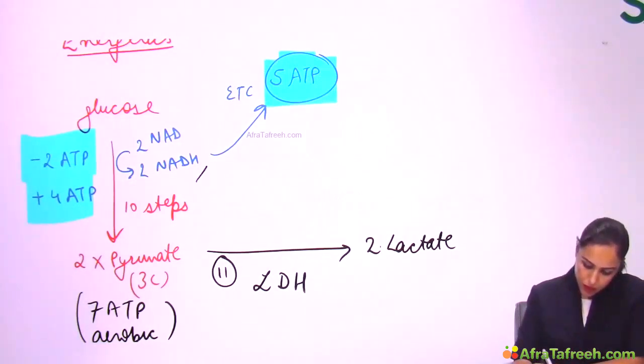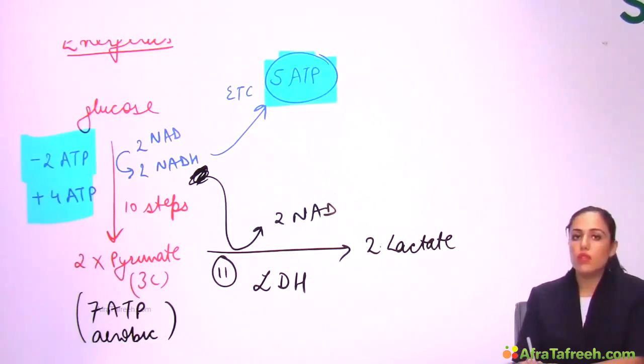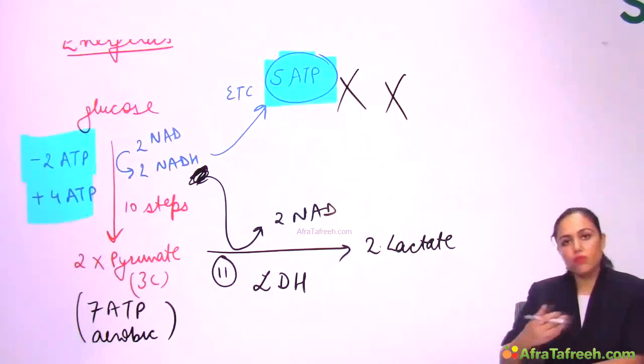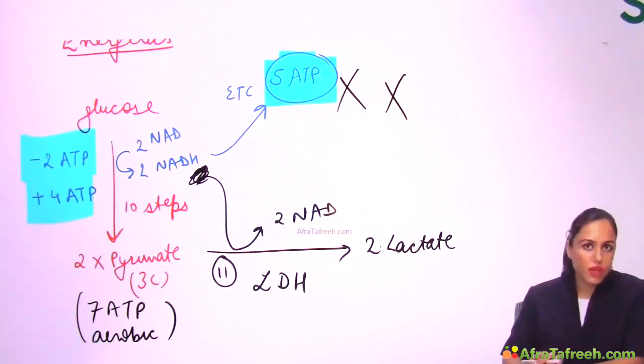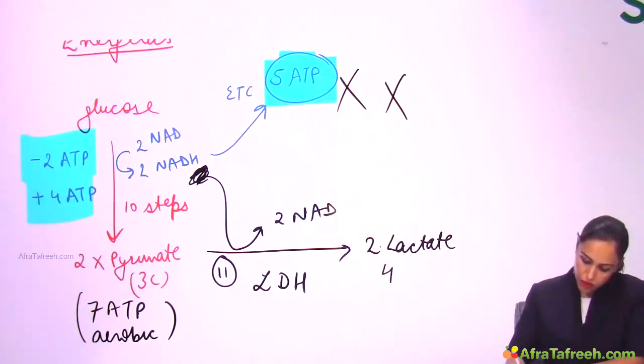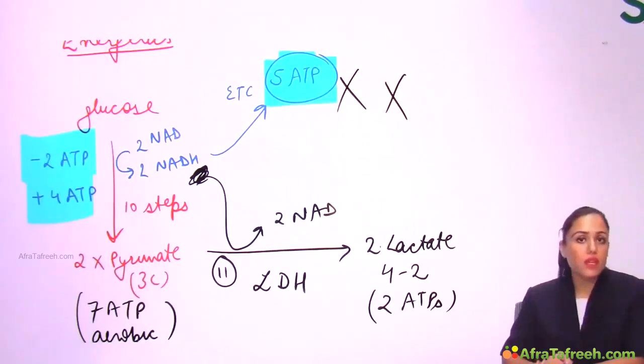So the opposite will occur here. That is, in this step, this NADH which was formed earlier will be converted to NAD. So now the energetics of anaerobic glycolysis will be, these 5 ATPs are not obtained because this NADH has formed NAD. So we can't use this NADH for ETC. So these 5 ATPs are not obtained. So energetics will be only this 4 minus 2, that is 2 ATPs. So we get 2 ATPs in case of anaerobic glycolysis, and we get 7 ATPs in case of aerobic glycolysis.